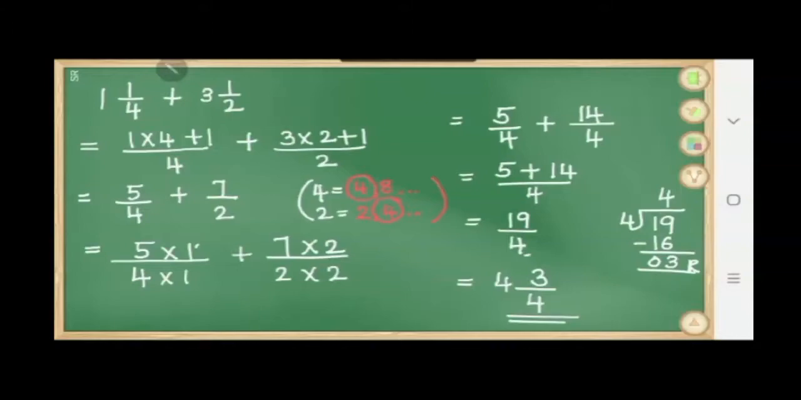So I hope you all have understood this. Again, the steps followed were converting mixed fractions into improper fractions and then into like fractions by finding the LCM. After finding the LCM, I made the denominators equal. So I got like fractions and then I straight away added the numerators. After getting the answer, I had to convert the improper fraction into a mixed fraction. So I had to divide them.